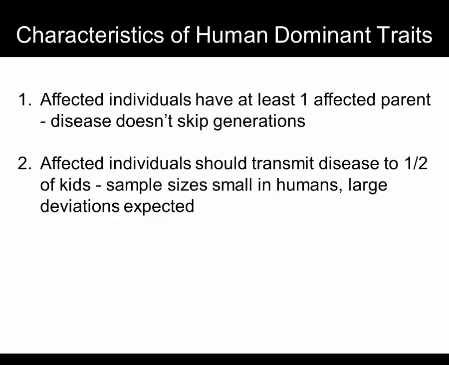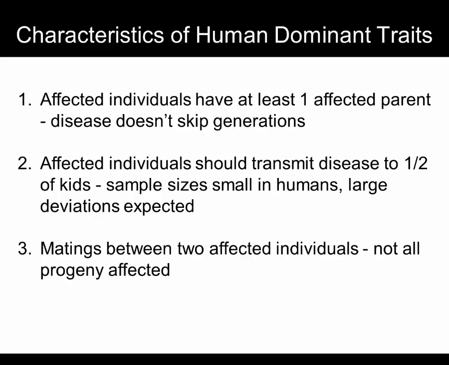Affected individuals should transmit the trait to half of their kids, but again, small sample sizes means that there can be big deviations. It is possible to have an unaffected child of two affected parents, and indeed about 1/4 of their offspring should be unaffected. However, if homozygosity is not viable, that number will be more like 1/3. Those small sample sizes will make it very difficult to tell the difference.